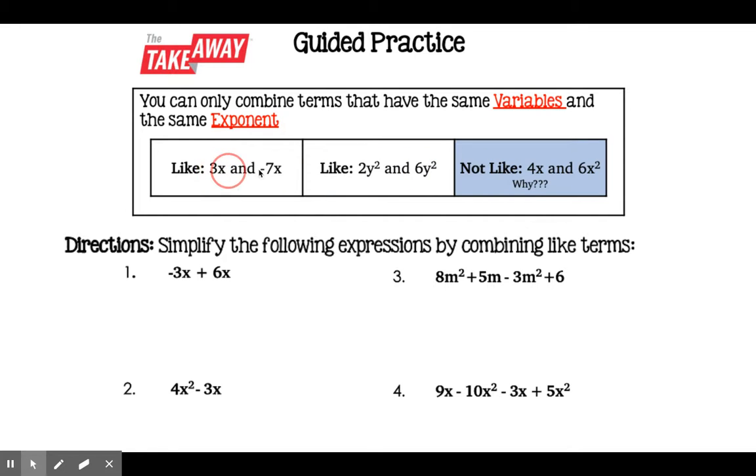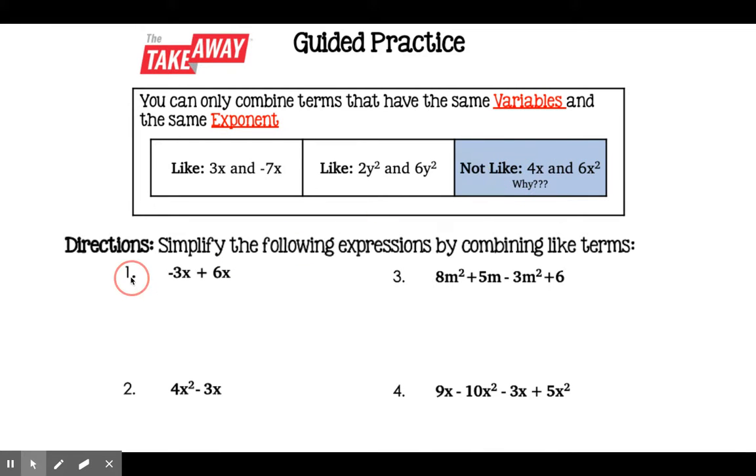So take a look at this example here. We can combine 3x and -7x because they have the same variable. We can also combine 2y squared and 6y squared because they have the same variable and the same exponent. This is an example of unlike terms. The 4x has 1 as an exponent, even though you can't see it. And then the 6x has a 2 as an exponent. So they're not like terms because they have different exponents.